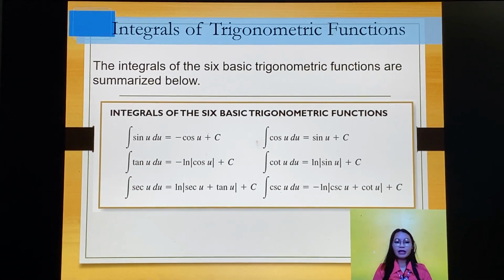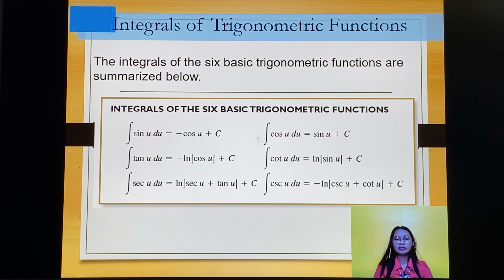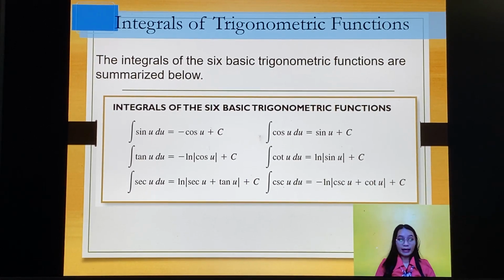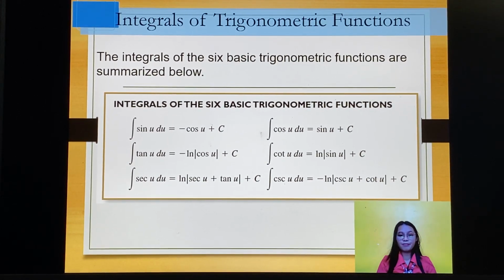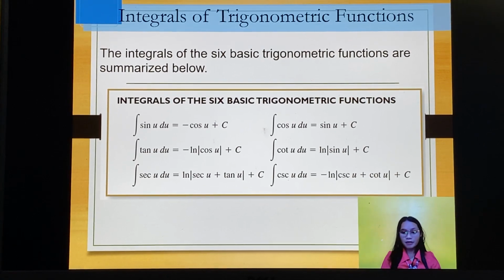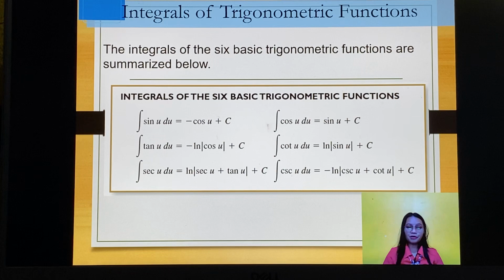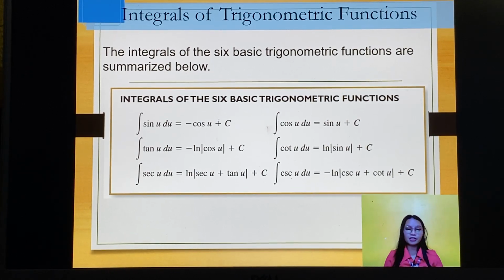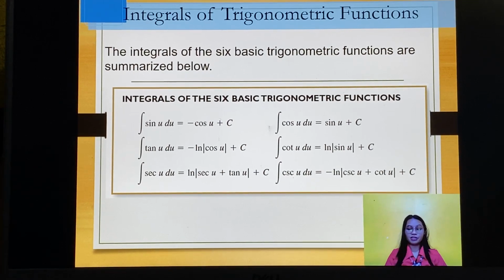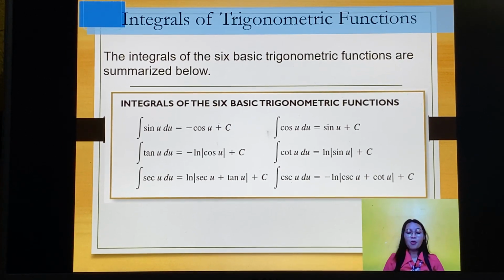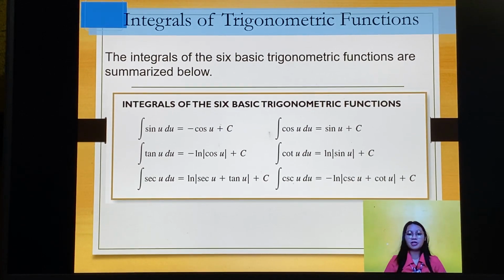So here are the different integrals of trigonometric functions. We have summarized the integrals of the six basic trigonometric functions, wherein the integral of sine u times the derivative of u is equal to negative cos u plus c. Same with the other trigonometric functions. You can study this one in advance, or you can apply it whenever you solve integrals of trigonometric functions.